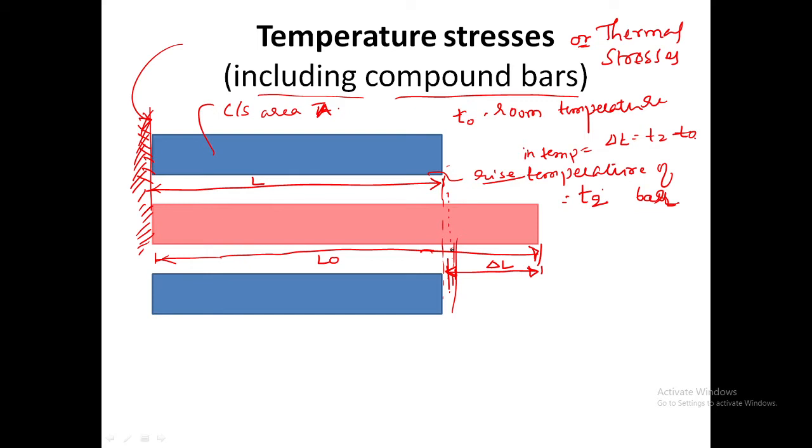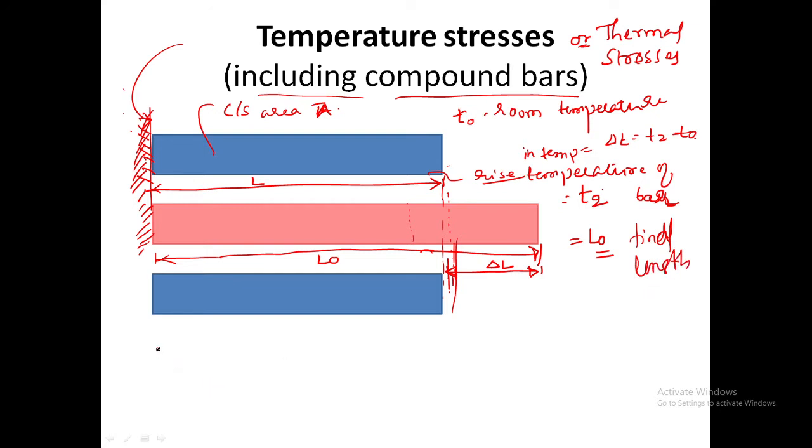Okay. So now the possible case here: if you raise the temperature of this bar, it is going to get a new shape. Suppose if you contract, if you reduce the temperature of this bar, it may reduce its length. Now L0 is the final length.